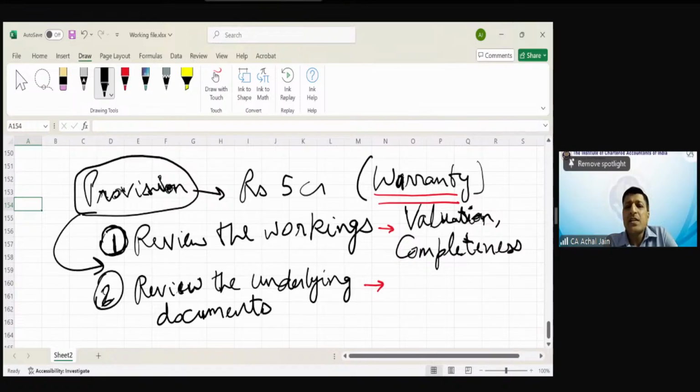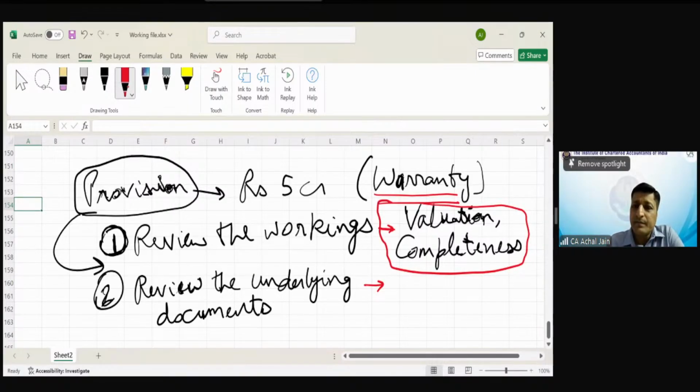Existence, once again, may not be the right thing to be considered here. Obligation, of course, that can arise. Yeah, but for that, some underlying documents need to be looked at. Okay, and of course, disclosure should not be the relevant one. Yeah, so we can say these two will become relevant in the context of this audit procedure. Yes or no? Now, let's move on to this audit procedure number 2.